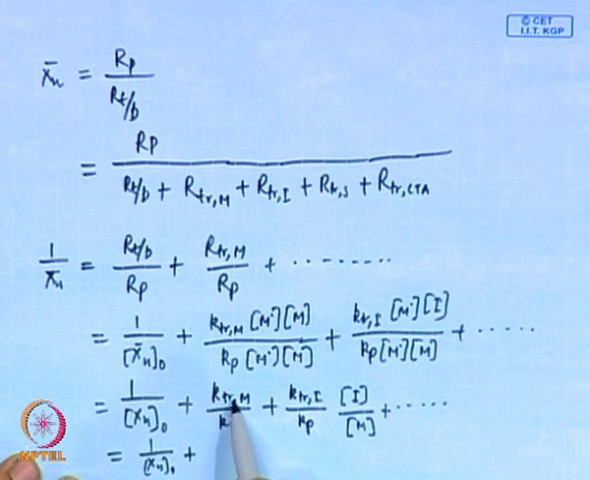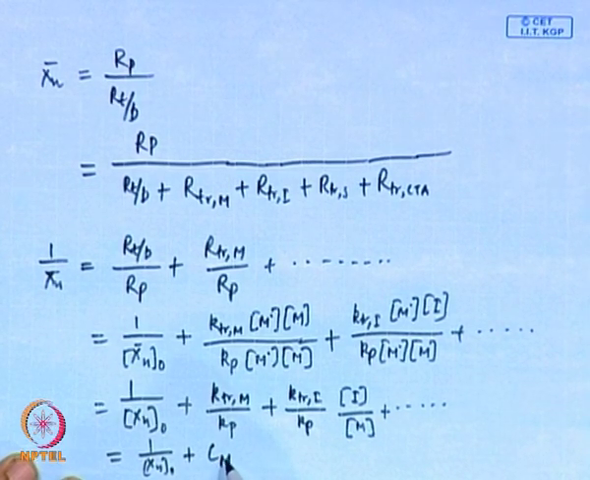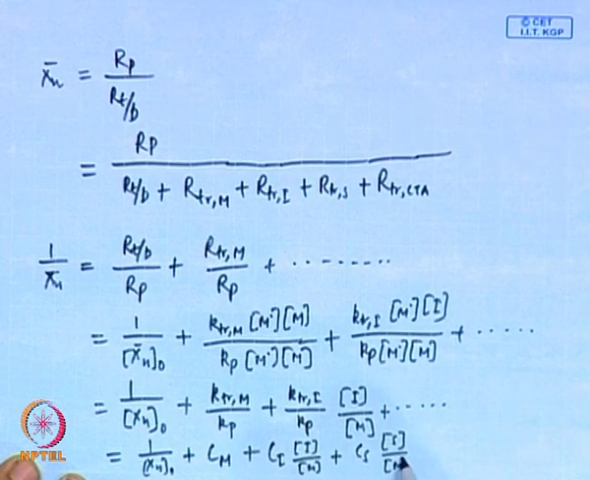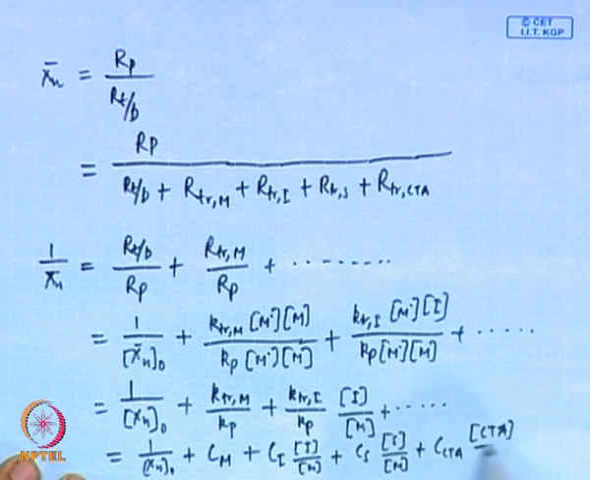Now, this is the rate constant for transfer, divided by the original rate of propagation. We are writing the transfer coefficient or transfer constant. So, this is the chain transfer constant for monomer, and this is the chain transfer constant for the initiator. Similarly, for solvent we can write Cs, solvent by M, plus C CTA by M.